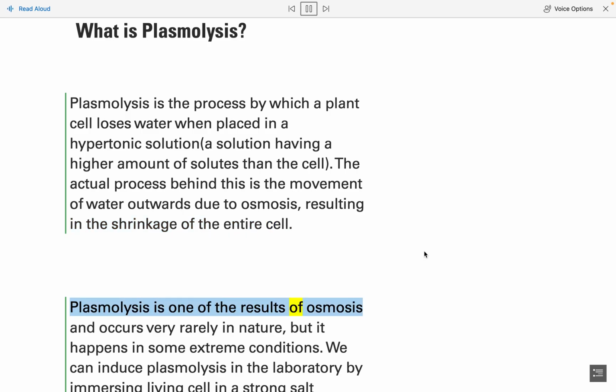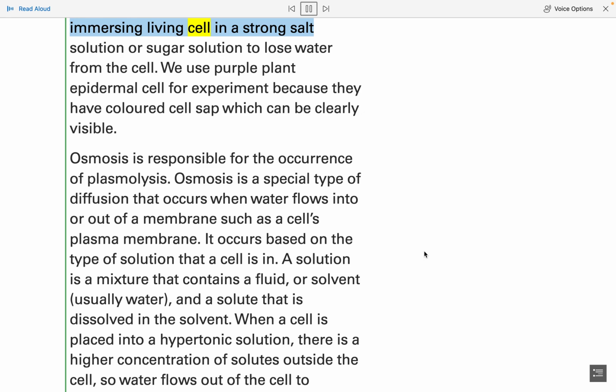Plasmolysis is one of the results of osmosis and occurs very rarely in nature, but it happens in some extreme conditions. We can induce plasmolysis in the laboratory by immersing living cells in a strong salt solution or sugar solution to lose water from the cell. We use purple plant epidermal cells for the experiment because they have colored cell sap which can be clearly visible.